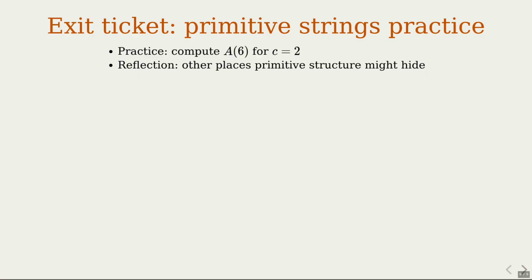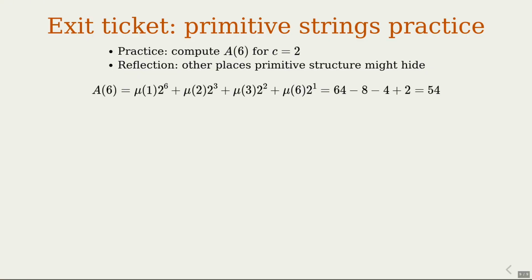divisor sums might appear. Using the formula, we sum contributions for divisors 1, 2, 3, and 6, which gives 64 minus 8 minus 4 plus 2 for a total of 54 primitive binary strings of length 6. As you look for primitive structures in other problems, keep the Möbius inversion tool in mind as a way to uncover them.